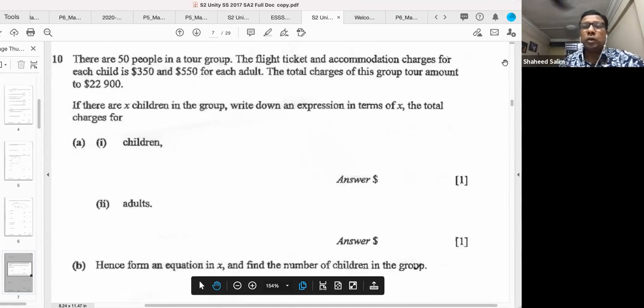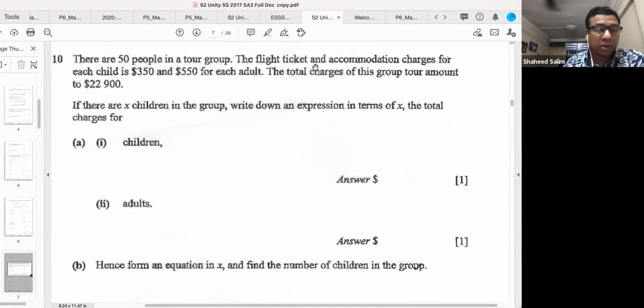I need to go through one by one, so let me see question number 2. There are 50 people in a tour group. The flight ticket and accommodation charges is $350 for each child and $550 for each adult, and the total charges for this group is $22,900. If there are x children in the group, write an expression for the charges for the children. 350x. Okay, well done. That's the first one, no problem.